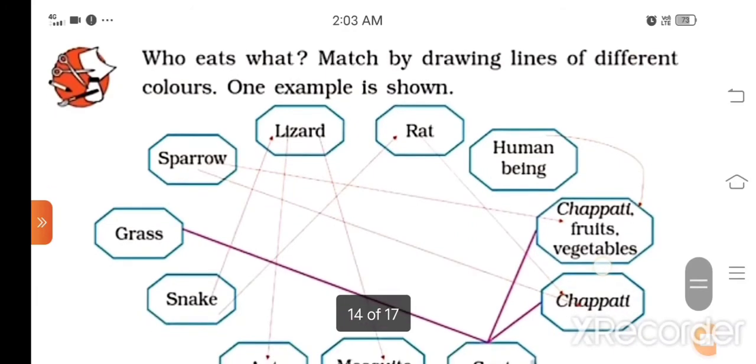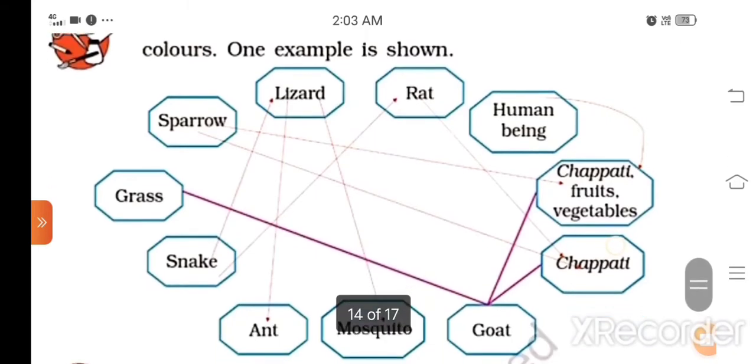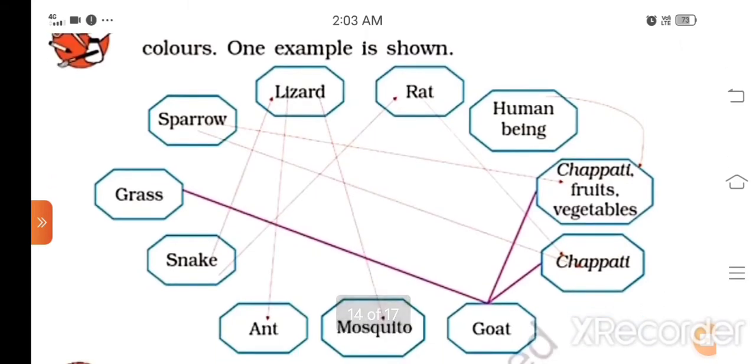Who eats what? Match by drawing lines of different colors. One example is shown. So here you have to match the animal with their food. So let's start here. Goat eats chapati, fruits and vegetables, and it also eats grass. Okay. Then I will reach here. Mosquito. So mosquito sucks the blood, but there is no option for that. So come here. This is lizard. The lizard eats the mosquito. The lizard eats the ant, and the snake eats the lizard.